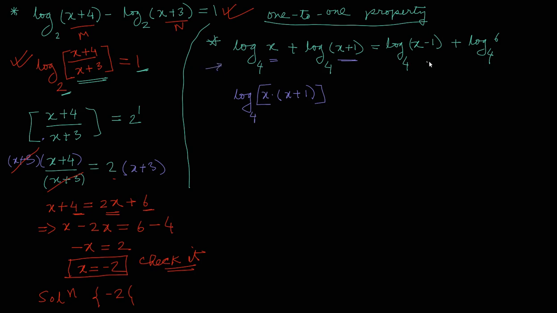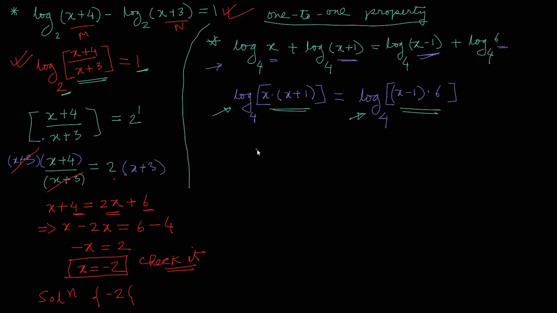Okay, so now let's look at the right hand side. So this is my m and this is my n. So logarithm m plus logarithm n, this is a product rule, so I can write logarithm m, which is x minus 1, multiplied by n is 6. Okay, and what is the base? Base is 4. Now if you notice, I have logarithmic base 4 on both sides. So what can I say? I can say this quantity is equal to this quantity.